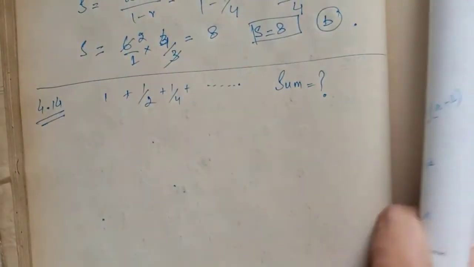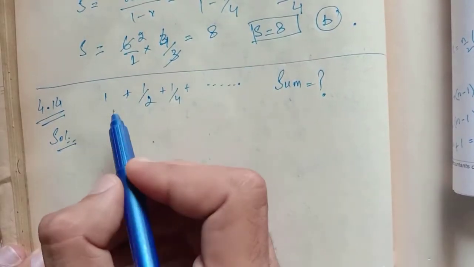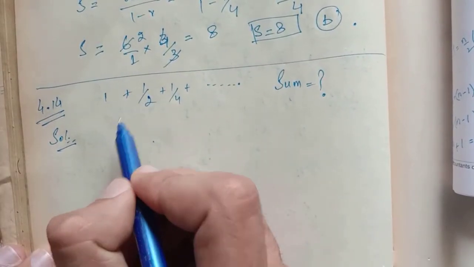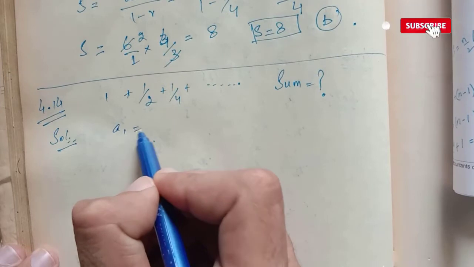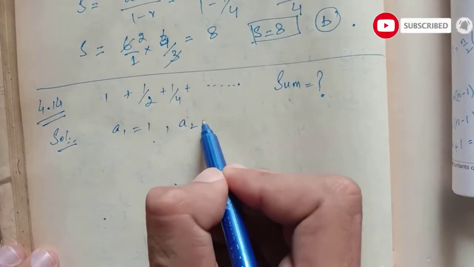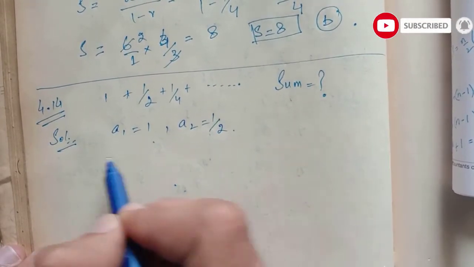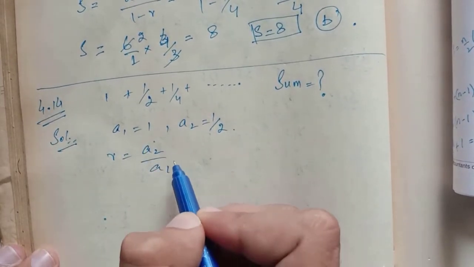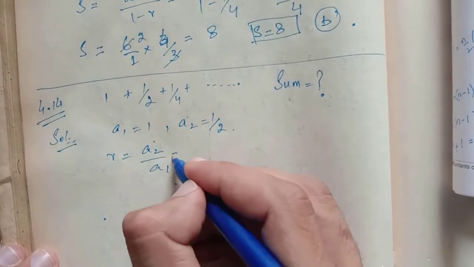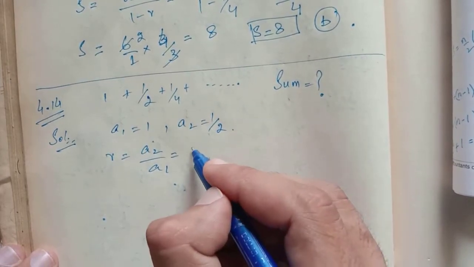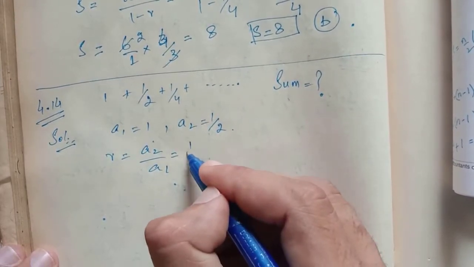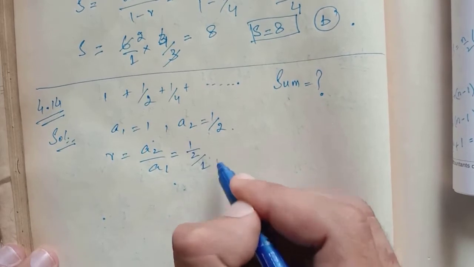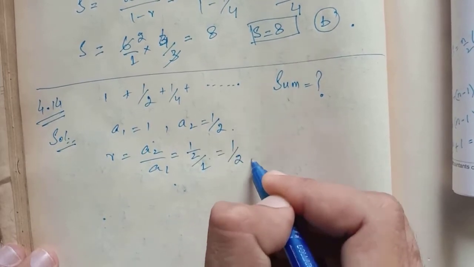So this is the geometric progression. First find the ratio between two numbers. So a1 equal to 1 and a2 equal to 1 over 2. Now r equal to a2 by a1, and this equal to 1 divided by 2 divided by 1, and this equal to 1 over 2.